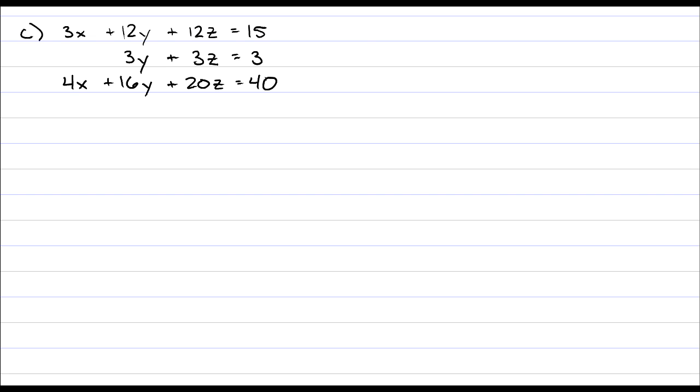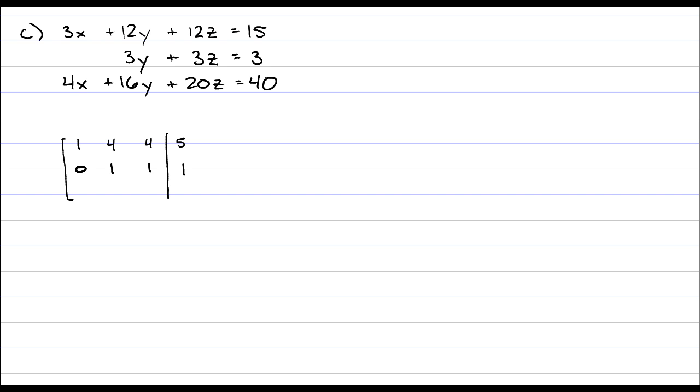Okay, so example C. I start by looking at the first row. It looks like everything there is divisible by 3. So I can start out with this version of the first row. Well, the second row actually is also divisible by 3. So I can jump straight into this.